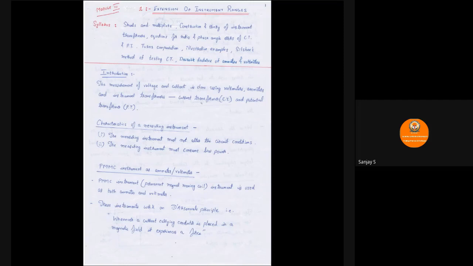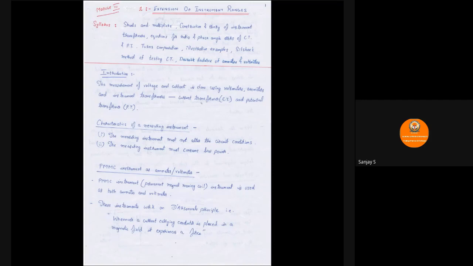What are the essential characteristics of a measuring instrument? Generally, any measuring instrument must not alter the circuit conditions. May it be a voltmeter or ammeter or any such instrument, whenever you are going to use that instrument as a measuring device in your circuit, it must not alter the existing circuit conditions. Second condition is the measuring instrument must always consume as low power as possible. Ideally, it should not consume any power, but practically it will consume some power. So it should be designed in such a way that it will consume as low power as possible. So these are the essential characteristics of any measuring instrument.